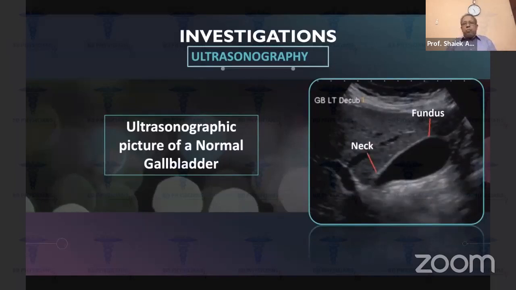So these are the ultrasound pictures of a normal gallbladder. Look, the wall of the gallbladder is there. The gallbladder is well distended. If the patient is fasting, at that time the gallbladder is distended and the lumen is clear. So this is the normal gallbladder.